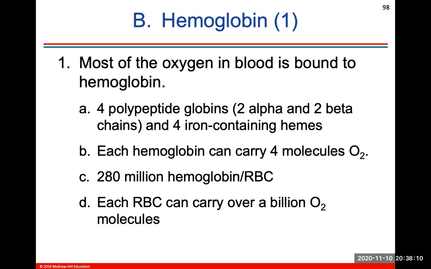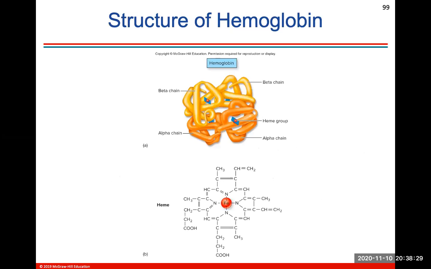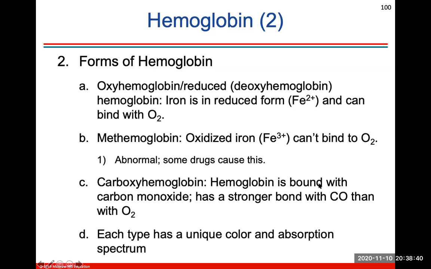So most of your oxygen is bound to hemoglobin, which consists of those 4 polypeptide globin chains. Each hemoglobin can carry about 4 molecules of oxygen. There are about 200 million hemoglobin per red blood cell, so each red blood cell can carry over 1 billion oxygen molecules. This is a look at the 4-chain structure of hemoglobin, and at the center of each hemoglobin chain is a heme group, which will carry 1 oxygen.